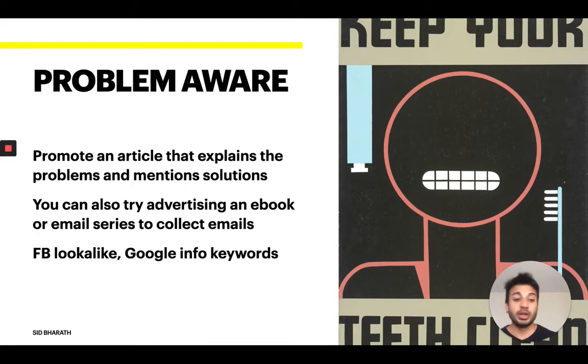So here what you could do is promote an article, like a blog post or something that highlights some of the information that they're looking for, explains the problem, mentions solutions. You can advertise some sort of ebook, email series, or PDF download just to collect those emails while they're still in that research phase, give them a ton of content and information up front, and then slowly nurture those emails into the solution and product aware stages and then retarget them, as I mentioned earlier. Or you could set up Facebook lookalike ads to promote some of this content that I just mentioned. You could have Google info keywords like how to do X, Y, or Z, and send them to those articles.